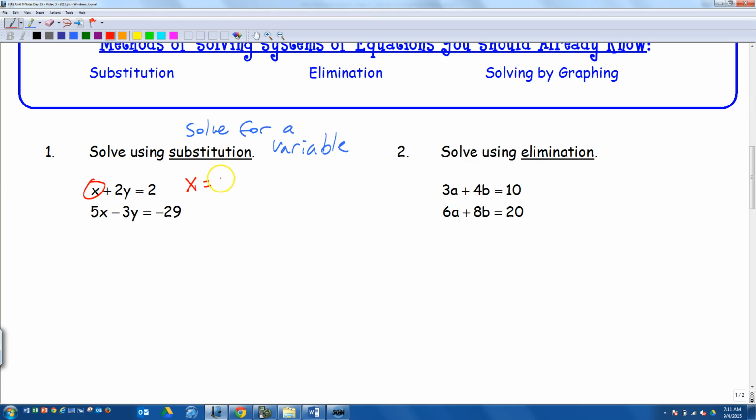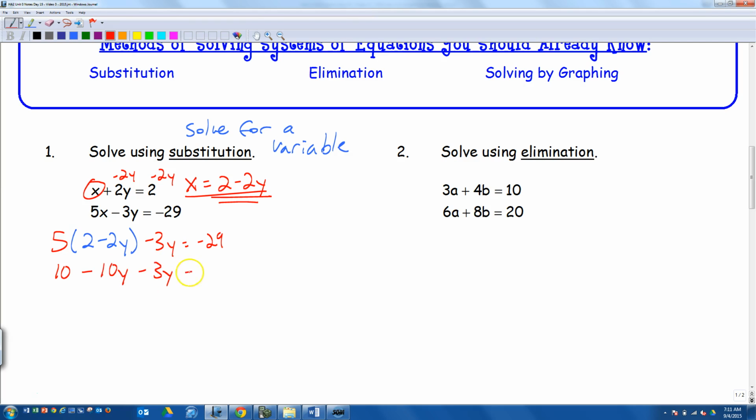So I'm going to solve this one for x. I get x is equal to 2 minus 2y if I move the 2y over. Now I can sub this in for x in the other one. So this becomes 5 times (2 minus 2y) minus 3y equals negative 29. Now you can just go about solving, because there is only one equation with one variable, which is good. So distribute that. Combine your like terms before you move anything.